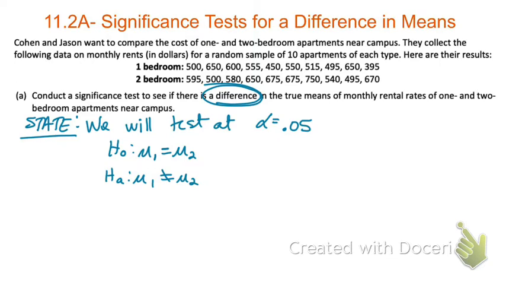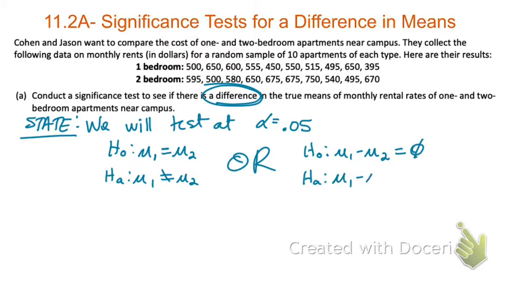Now, I want to remind you guys that you could also write this way. You could say mu1 minus mu2 equals 0, or mu1 minus mu2 does not equal 0. Okay, so you could write your hypothesis in either of these ways. I just remind you of that because sometimes in multiple choice problems, you might see it either way. So just want to make sure you guys know that both of those are appropriate.